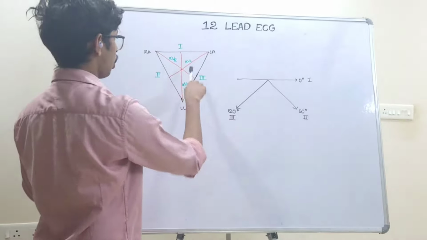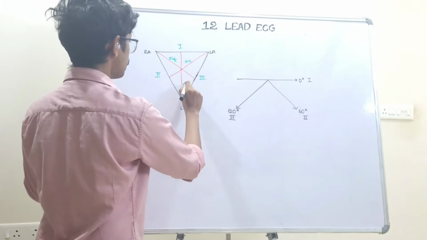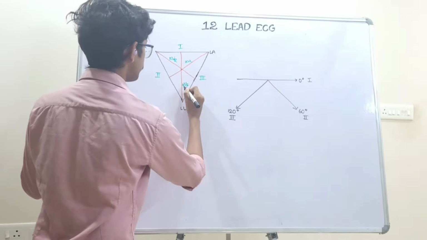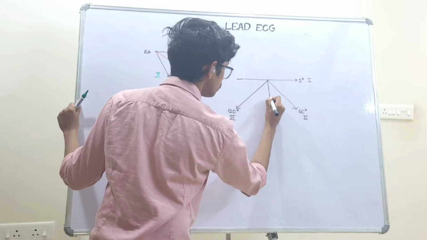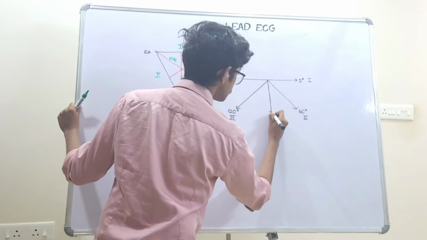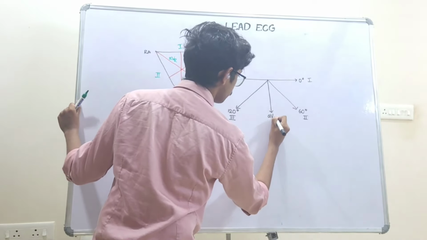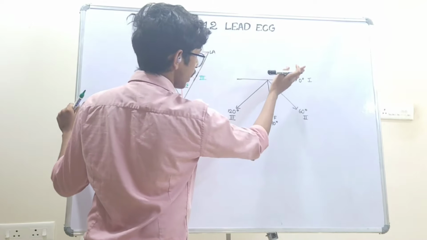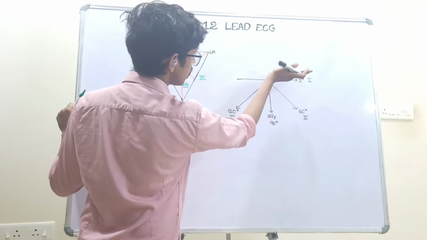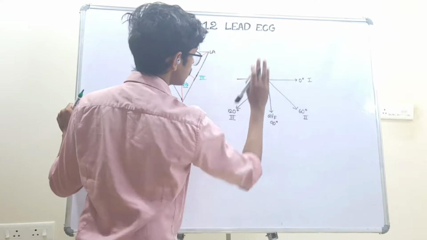To draw the augmented limb leads, we will see which lead is perpendicular to which lead. AVF is perpendicular to lead 1. This is the direction of AVF at 90 degrees. All the values in this direction will be considered as positive and the values in the opposite direction will be considered as negative.